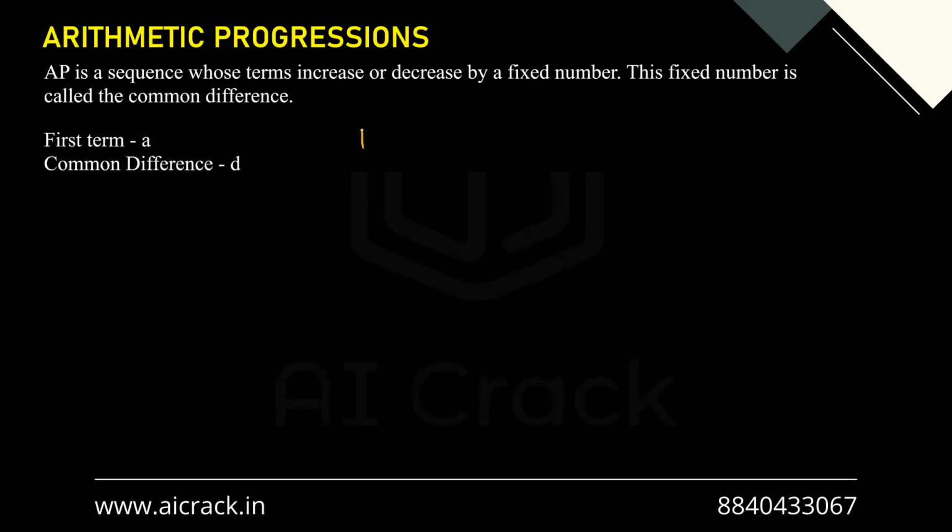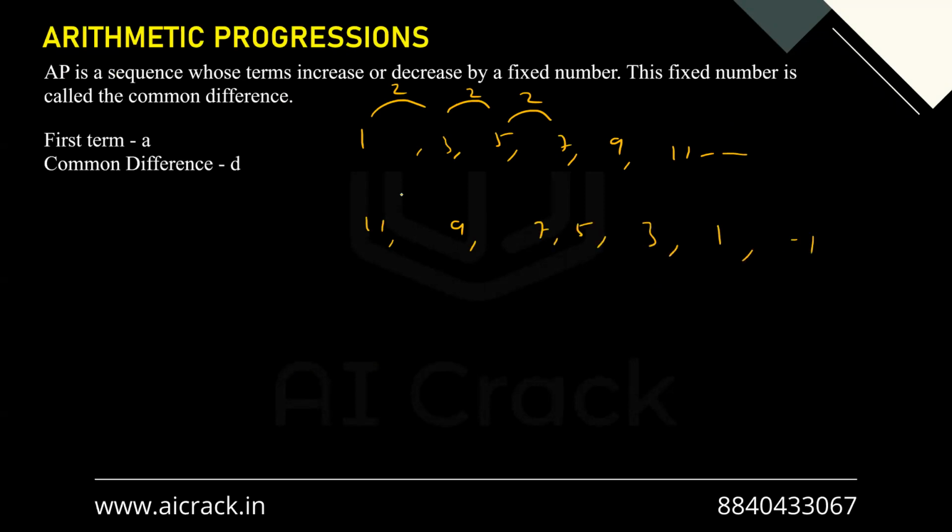So basically, let's say we have the series 1, 3, 5, 7, 9, 11 and so on. You can see that the numbers are increasing by a fixed number, 2, and that's a positive number. Now let's say we have the series 11, 9, 7, 5, 3, 1, minus 1. Over here it's decreasing by a negative number, that is minus 2. So here the common difference is 2, here the common difference is minus 2.